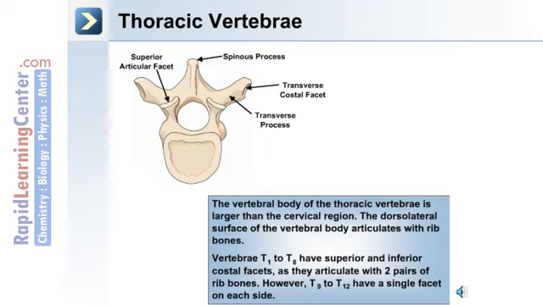The vertebral body of the thoracic vertebrae is larger than the cervical region. The dorsolateral surface of the vertebral body articulates with the rib bone. Vertebrae T1 to T8 have superior and inferior costal facets as they articulate with two pairs of rib bones. T9 to T12 have a single facet on each side.